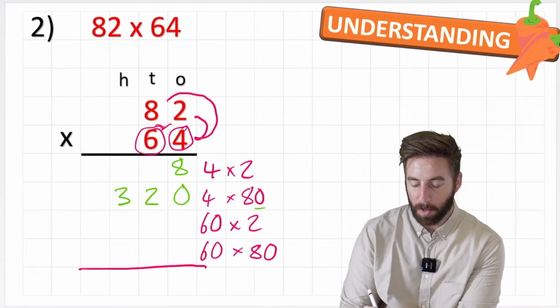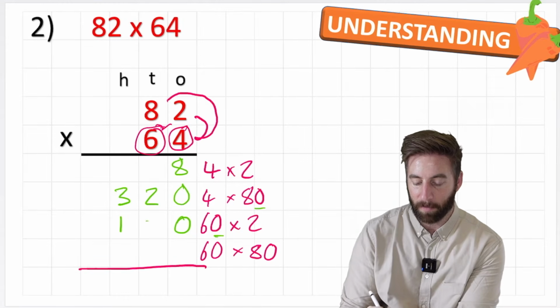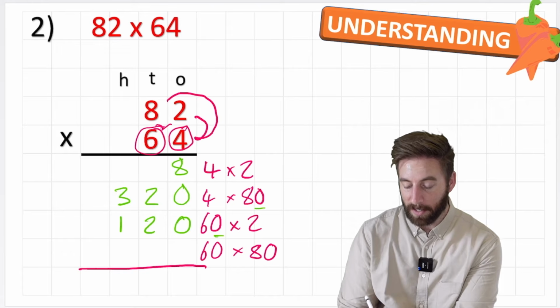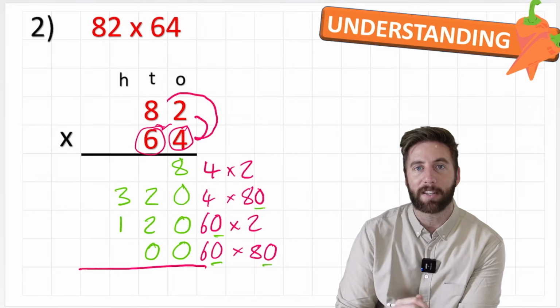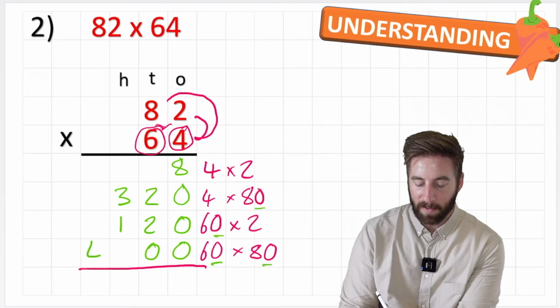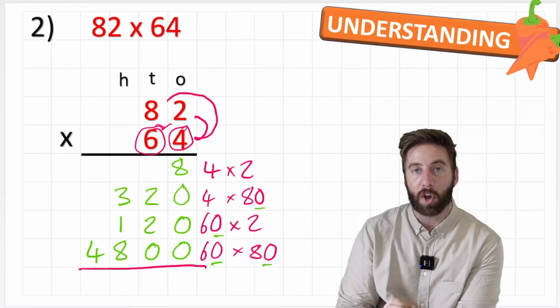Now I've got 60 times 2. Put my placeholder in place. 6 times 2 is 12. Now I've got 60 times 80, I've got 2 placeholders, 1, 2, 6 times 8 is 48. Okay, and then we can just simply add those columns up.